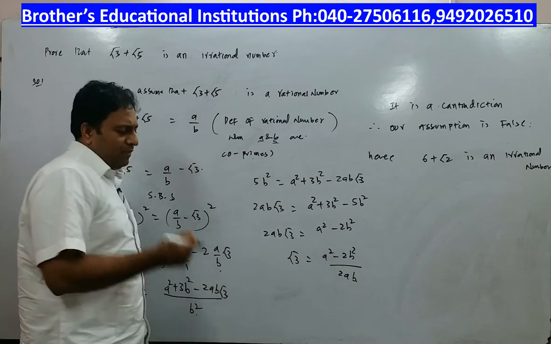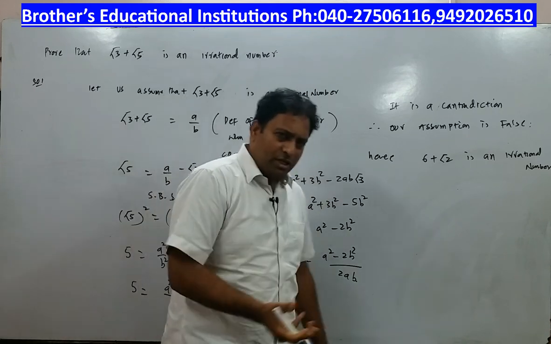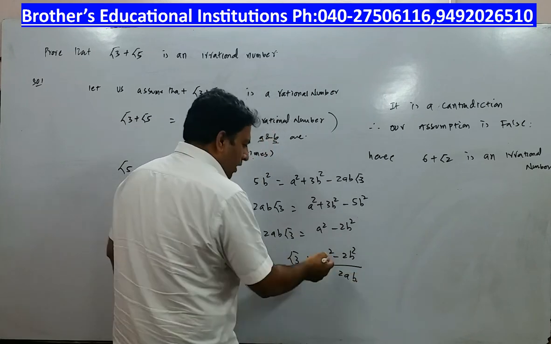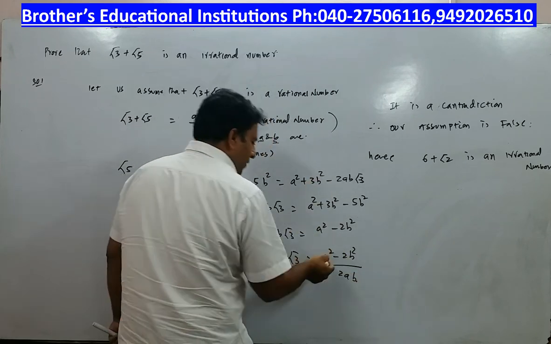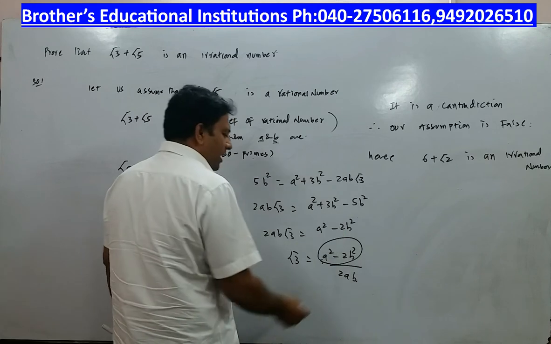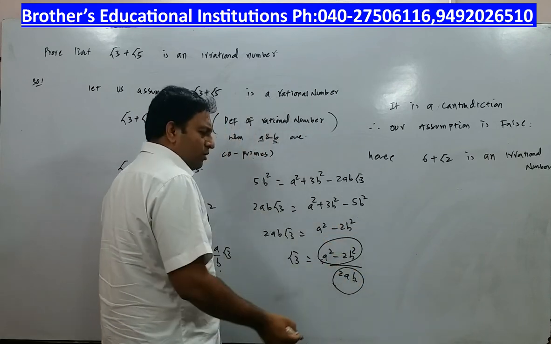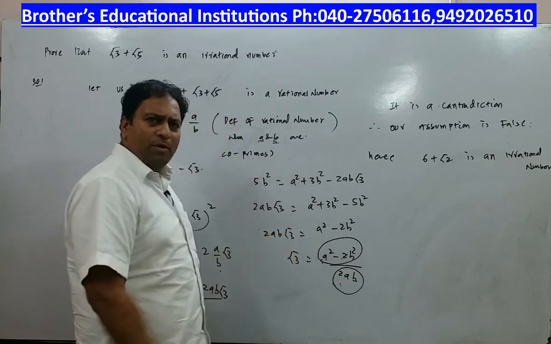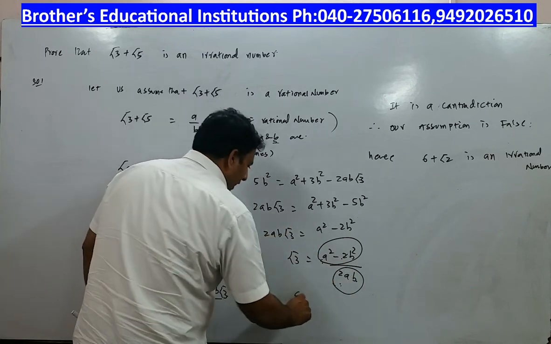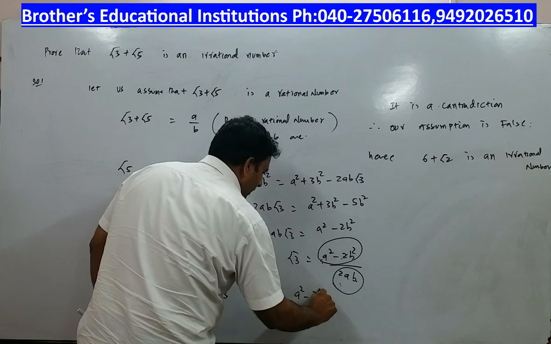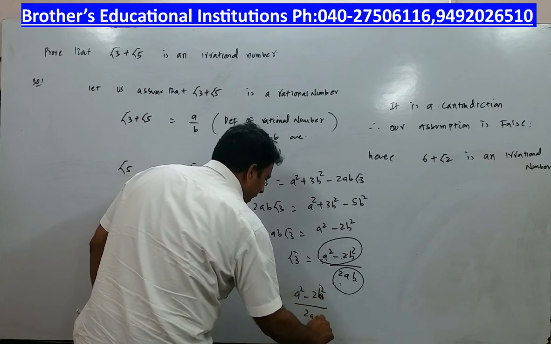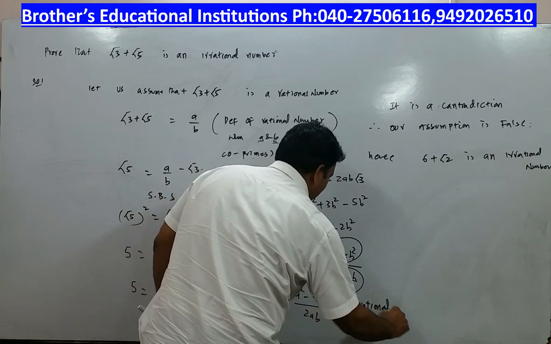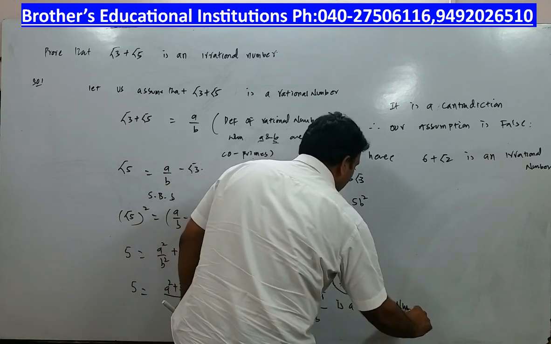What is a? An integer. What is b? An integer. What is 2ab? An integer. What is a square? Integer. What is 2b square? Integer. a square minus 2b square is an integer. Again, 2ab is also an integer. So what you got? a square minus 2b square by 2ab. Is it in the form of p by q? Yes, sir. So I will write a square minus 2b square by 2ab is a rational number. It is in the form of p by q. So it is a rational number.